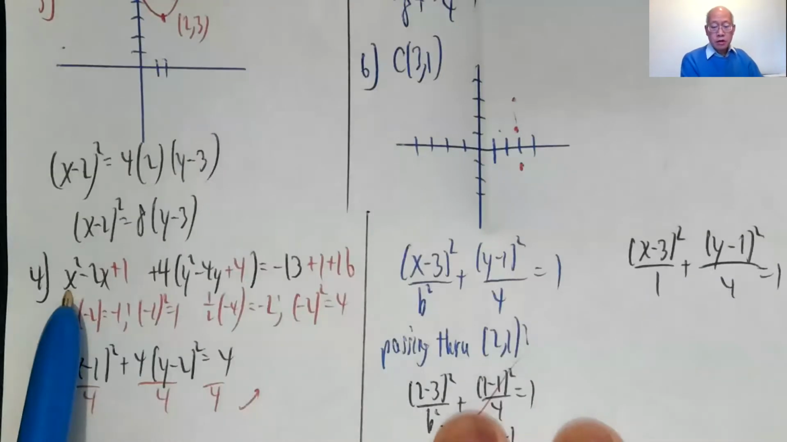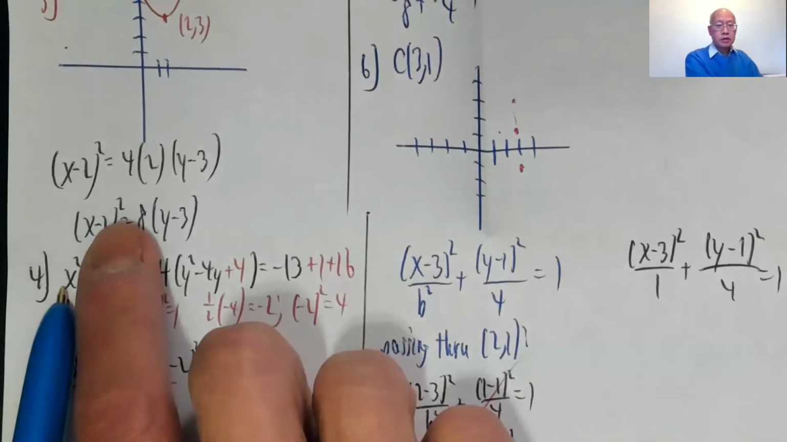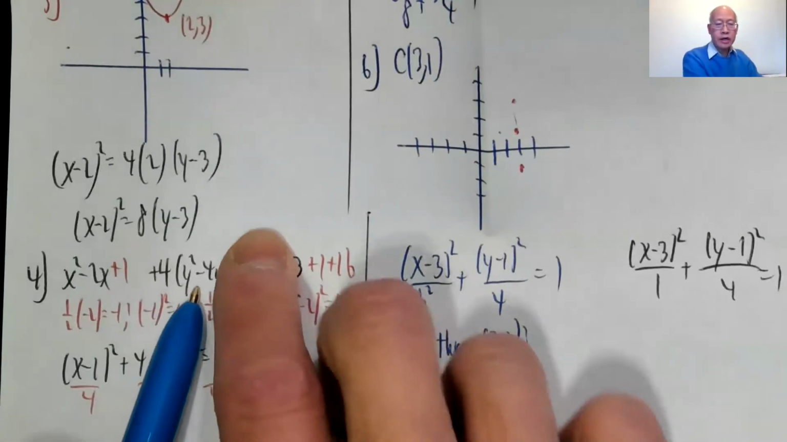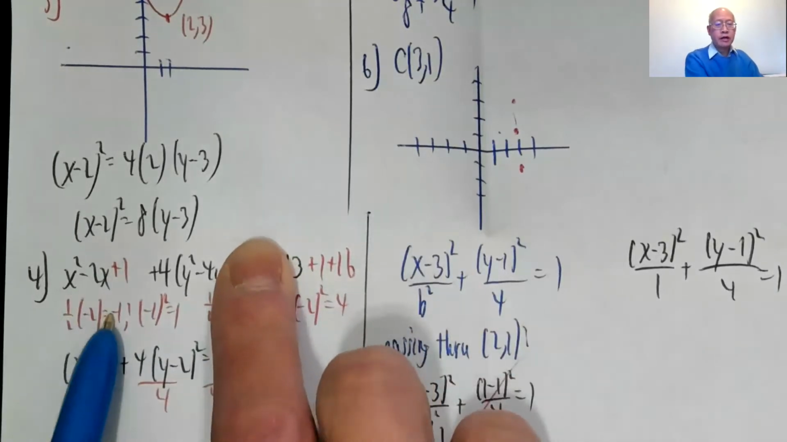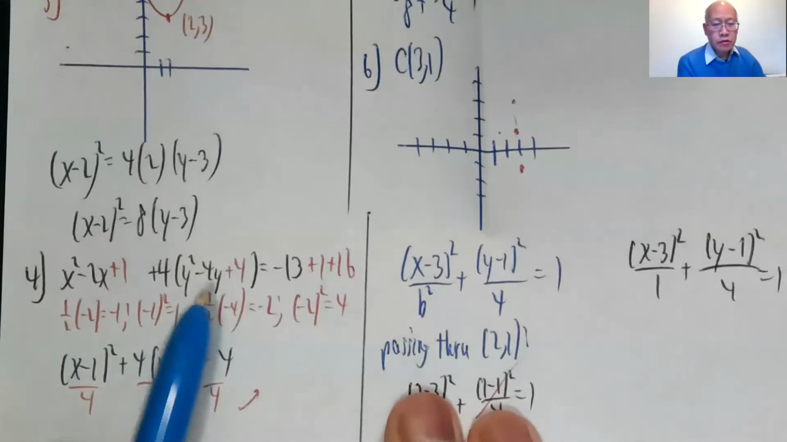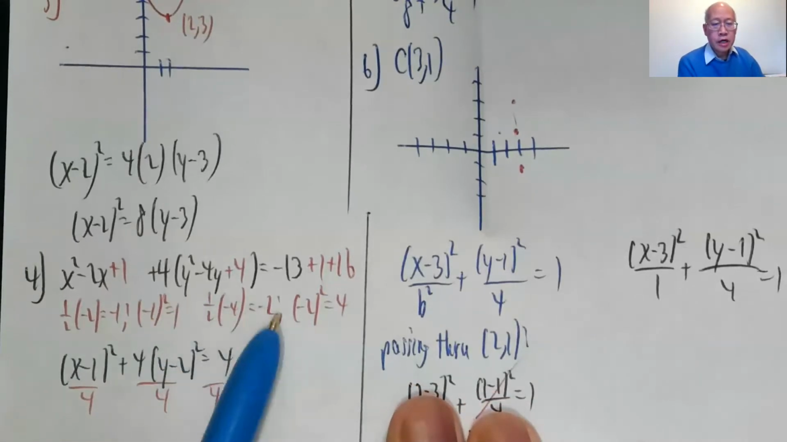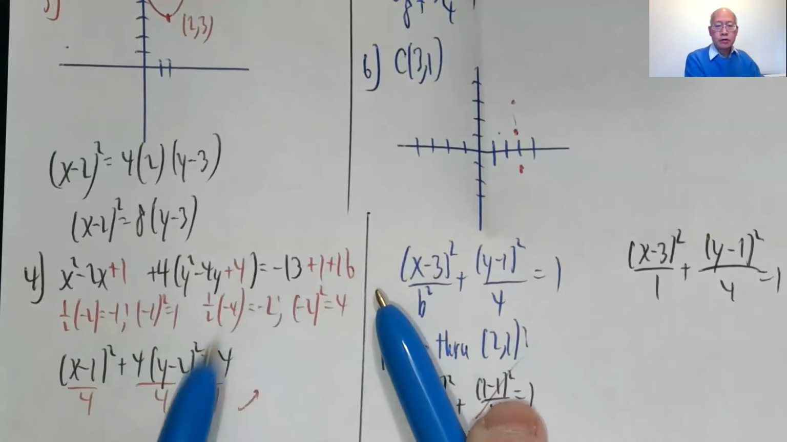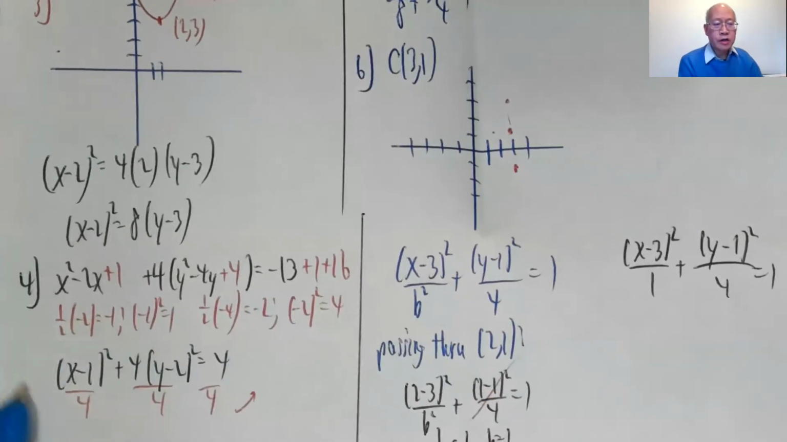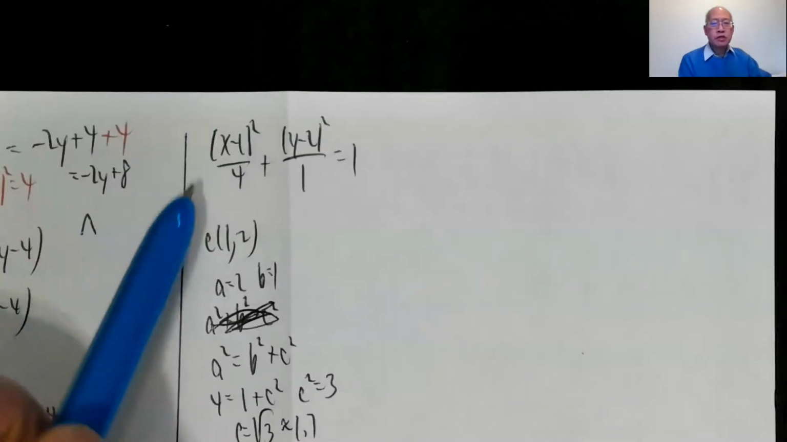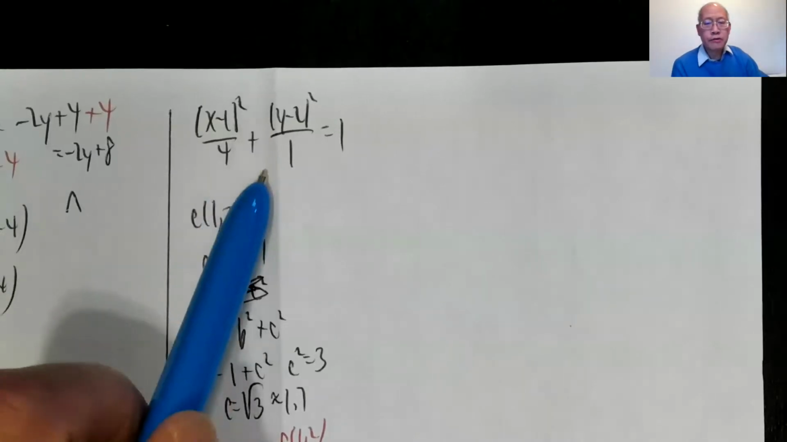Number 4, separate x squared plus 2x, and then factor out the 4 times y squared minus 4y. Complete the square. Half of negative 2 is negative 1. Negative 1 squared is 1. Add 1 to both sides. Complete the square here. Half of negative 4 is negative 2. Negative 2 squared is 4. Add 4 to this side, which is really plus 16 over here. So the right side becomes 4. This factors into (x minus 1) squared plus 4 times (y minus 2) squared equals 4. Divide through by 4. (x minus 1) squared over 4 plus (y minus 2) squared over 1 equals 1.